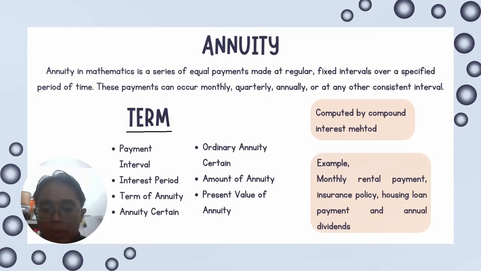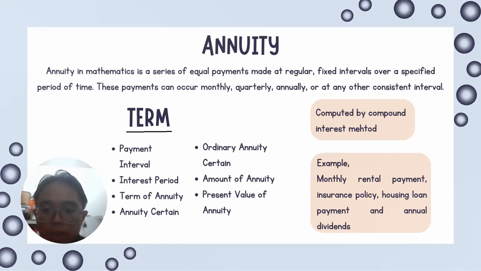Annuity, in mathematical terms, is a payment or deposit made at intervals of time. This payment can occur monthly, quarterly, or annually, at a consistent interval. For example, monthly rental payment, insurance policy, housing loan payment, and annual dividend. An annuity can be computed by the compound interest method.